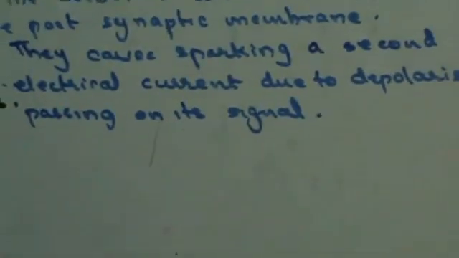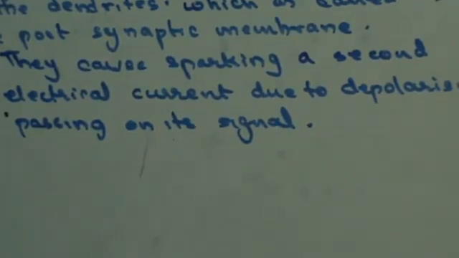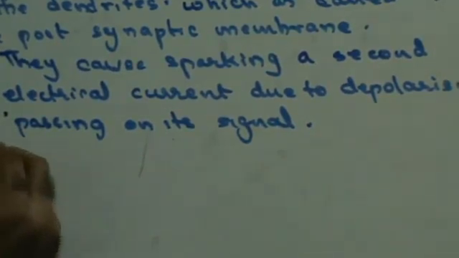Right? So that's how the signal is propagated. This results in the propagation of the nerve impulse to the next neuron.